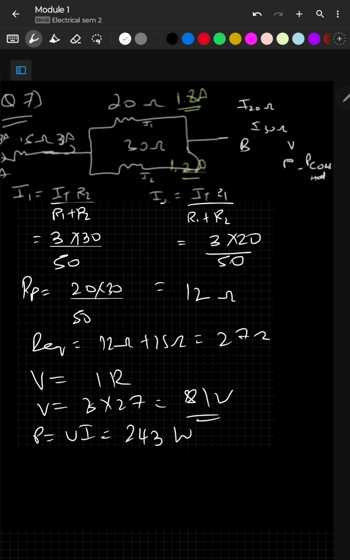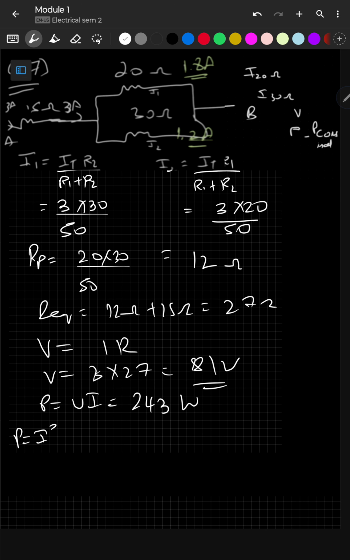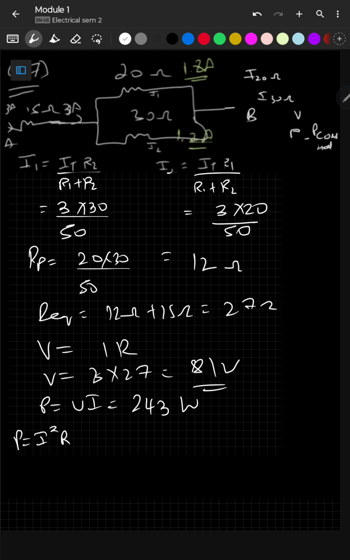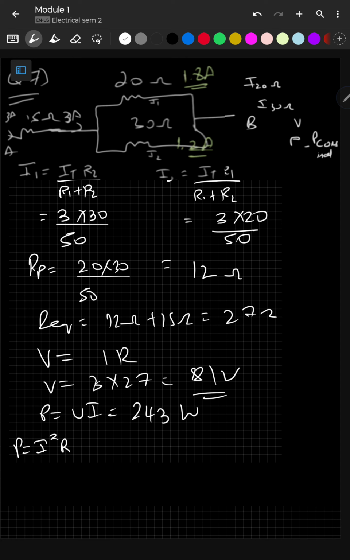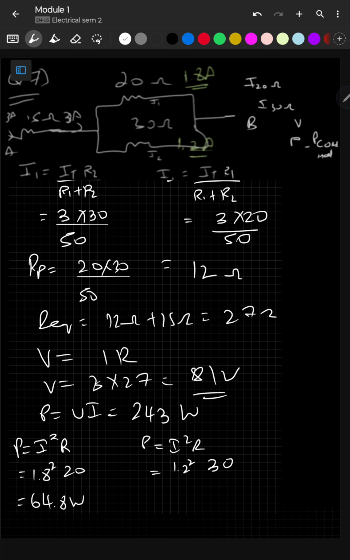Now I have to find the individual power. Individual power, I say P equals to I square R. So power through 20 ohm resistor will be what? 1.8 square into 20. That will be 64.8 watt. Now power equals to I square R. So power flowing through 30 ohm will be what? 1.2 square into 30. That is going to be 43.2 watt.